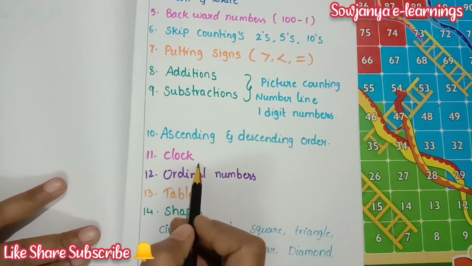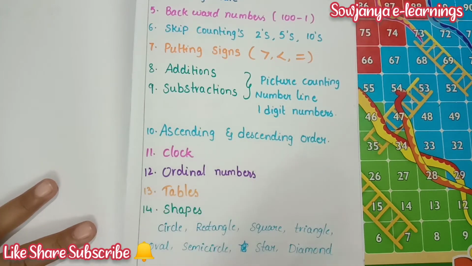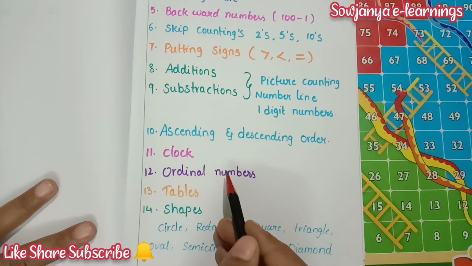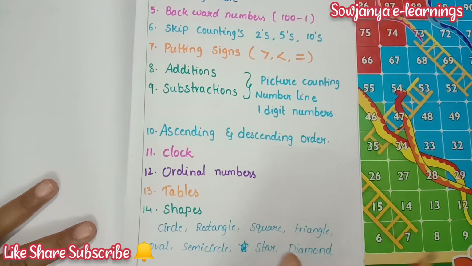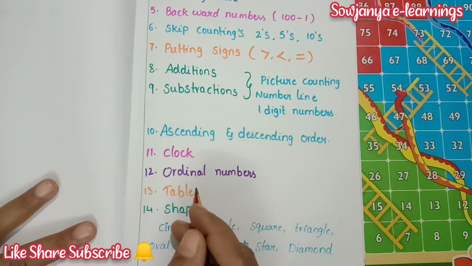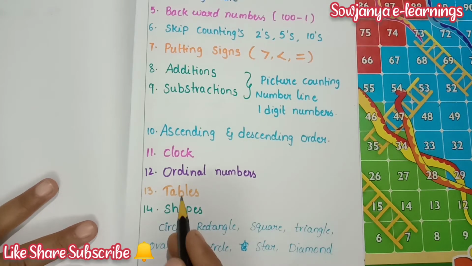And next, clock. We have to show them the clock and what numbers will be there in the clock, how many numbers will be there, and in the clock what we can see: hours, minutes, seconds. These are the points we can see in the clock. We have to teach everything for the kids.